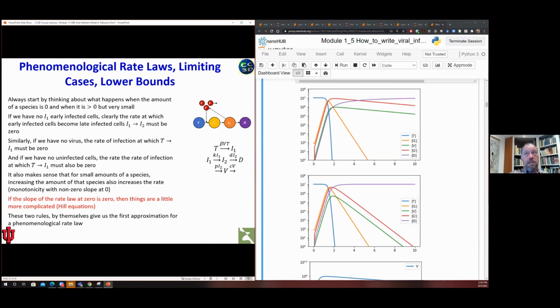That's called limiting case lower bound. And so the first thing you should do whenever you think about what a rate is, ask the question: if I either have a very small amount of the thing or none of it, what's the rate? In the case of a transition rule like I1 goes to I2, it's clear that if I have no I1, my rate of conversion of I1 to I2 has to be 0. If I had a non-zero rate and I had no I1, then I'd wind up with a negative amount of I1, which I can't have.